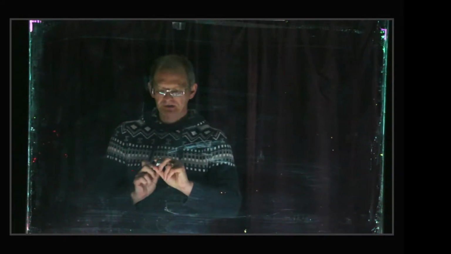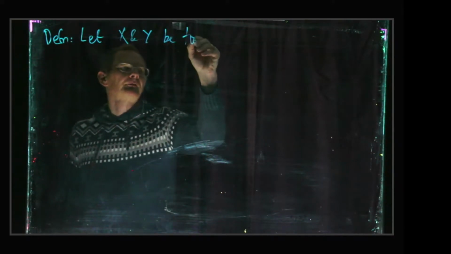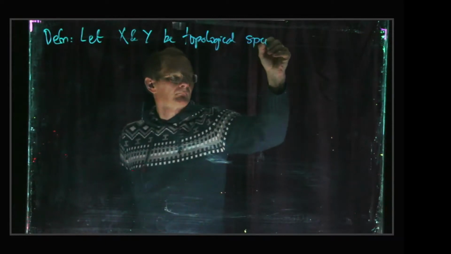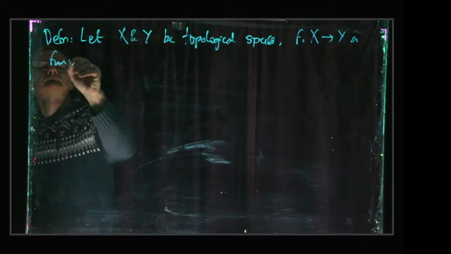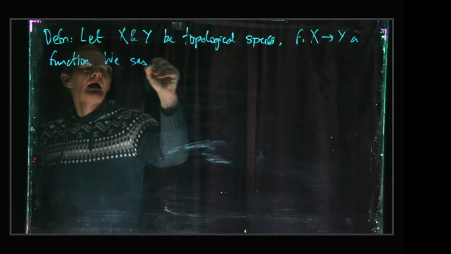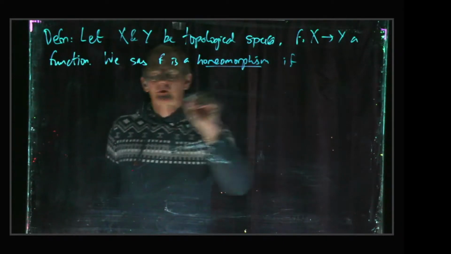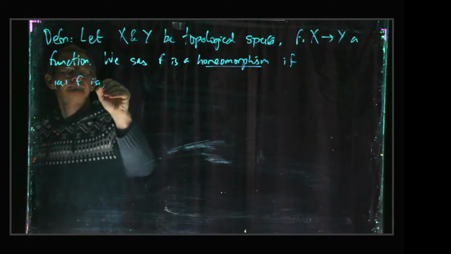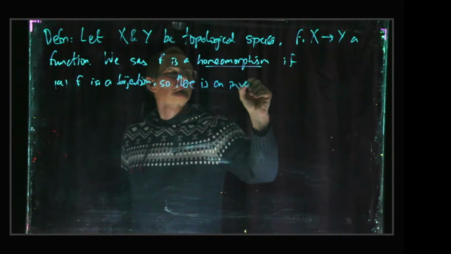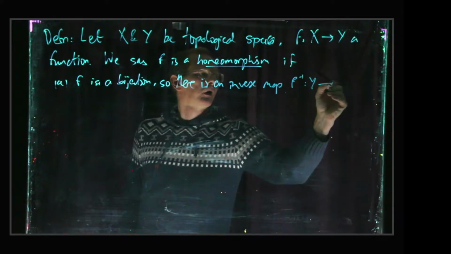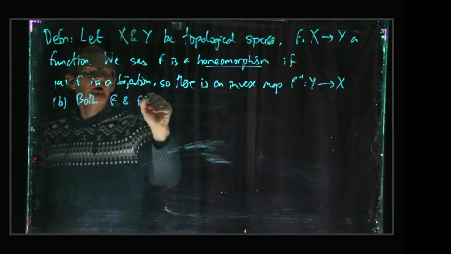Okay, so let's recall the definition of a homeomorphism. We let X and Y be topological spaces, and f from X to Y a function. We say f is a homeomorphism if two things happen. Firstly, f is a bijection, so there is an inverse map from Y to X. And b, both f and f inverse are continuous.